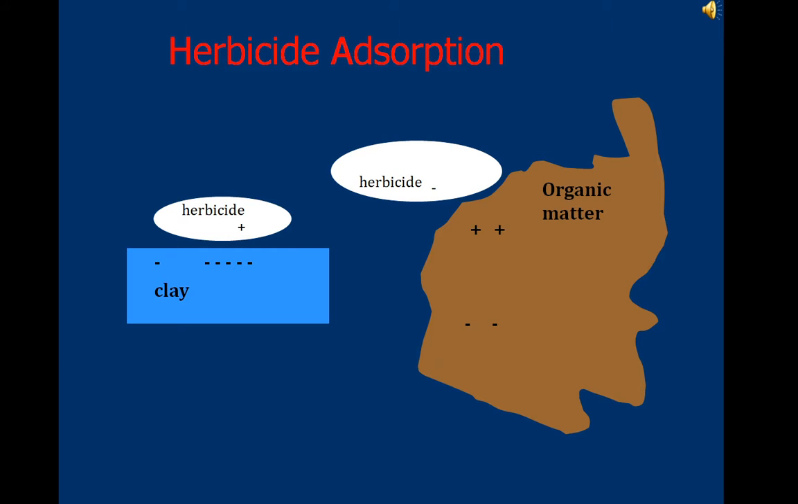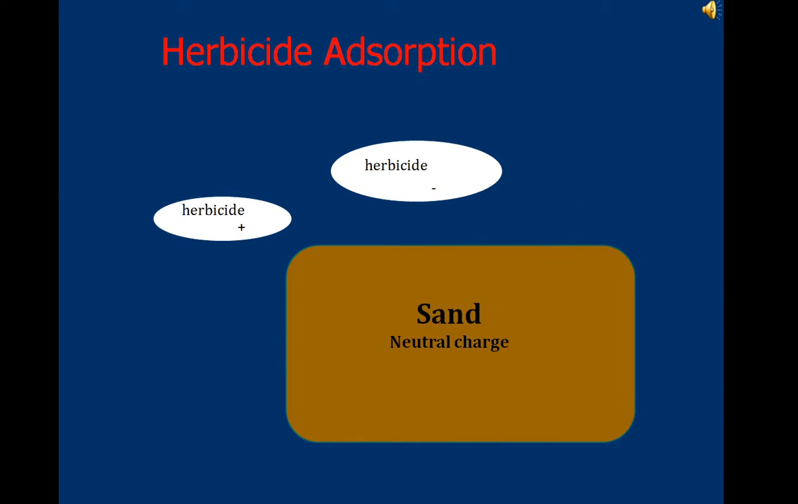This is pesticide adsorption. On the other hand, sandy soils have a neutral charge. Therefore there is little adhesion or adsorption of the pesticide to the soil. The pesticide moves easily through sandy soil, no adsorption, and could contaminate groundwater supplies.